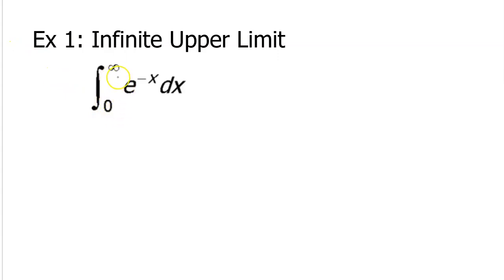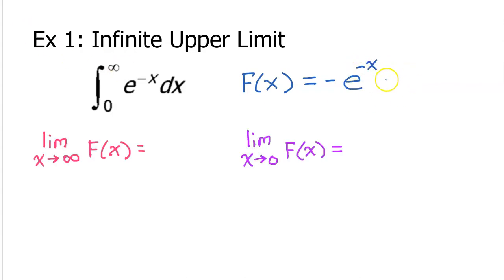Example 1 is an improper integral because the upper limit of integration is infinity. The first step is to find the antiderivative of the integrand and call it capital F of x. We can find this antiderivative using a mental u substitution. If u equals negative x, then u prime is negative 1. We always end up dividing by u prime, so we need to divide by negative 1. That's why we will have a negative in the front. Then the antiderivative of e to the u is e to the u. Don't worry about the plus c.